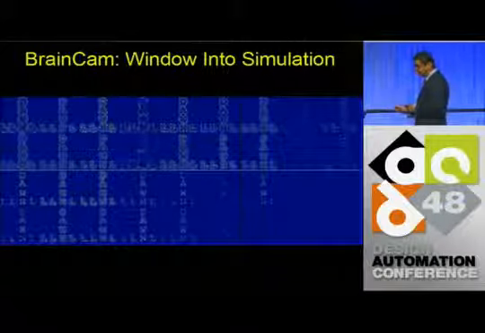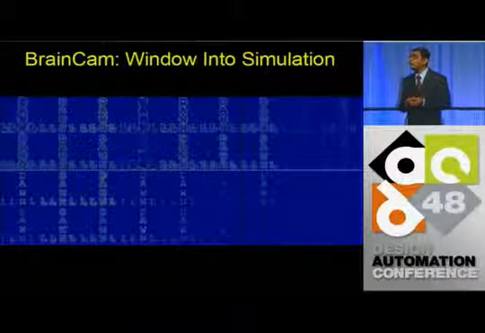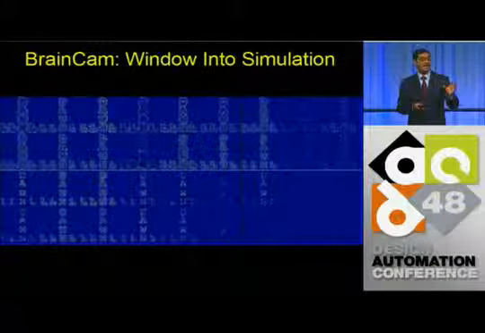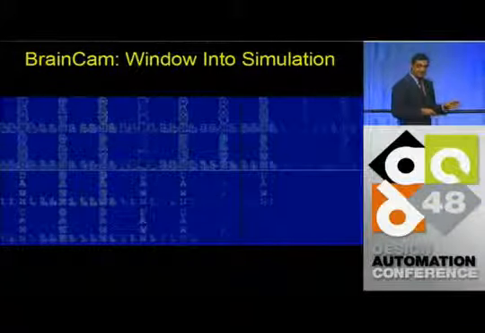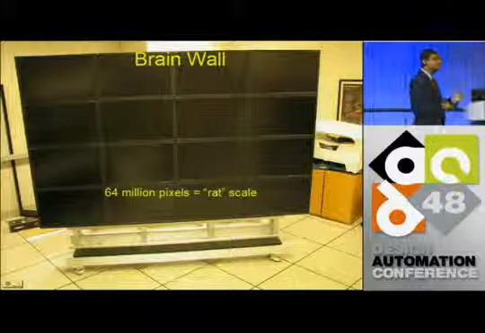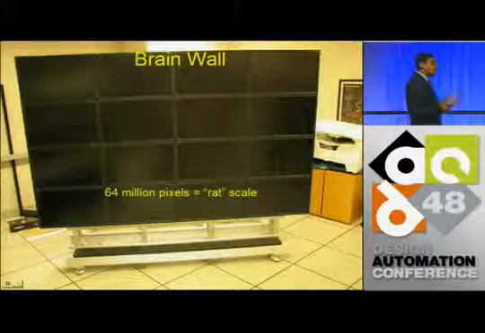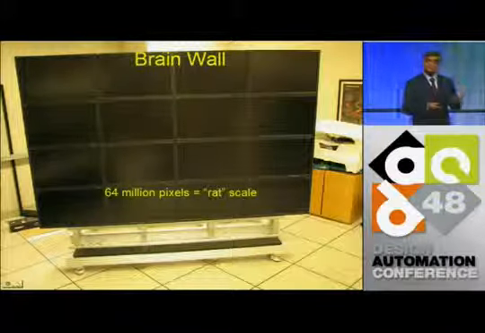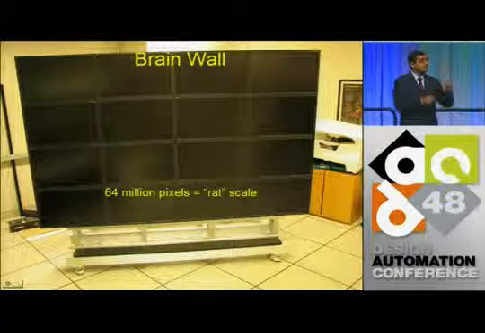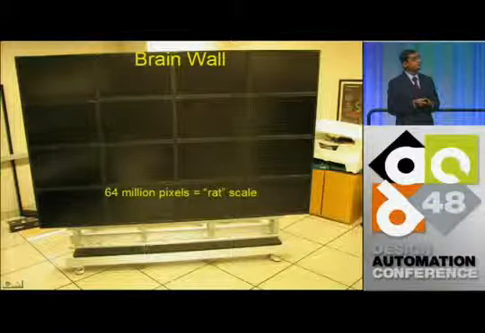Pretty soon we found that the spatio-temporal resolution of the data that our simulations produced far overran our ability to visualize and understand them. So what we had to do is we began to put together a system of 16 screens, each with 4 million pixels, for a total of about 64 million pixels. This corresponds to about rat scale. So the idea would be that each neuron's activity would be represented as the on-off of 1 pixel.